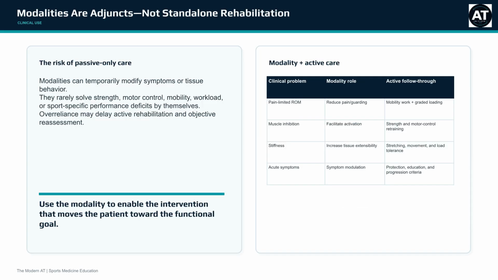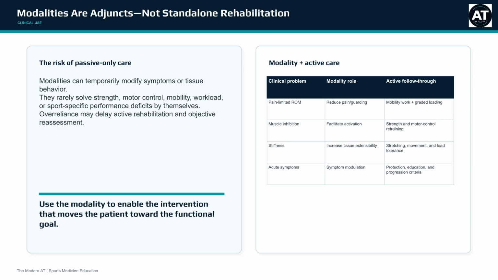A modality should lead to an active next step. Pain-limited range of motion may benefit from symptom reduction, but the follow-through is mobility work and graded loading. Muscle inhibition may be assisted by stimulation or other facilitation strategies, but strength and motor control still must be retrained.